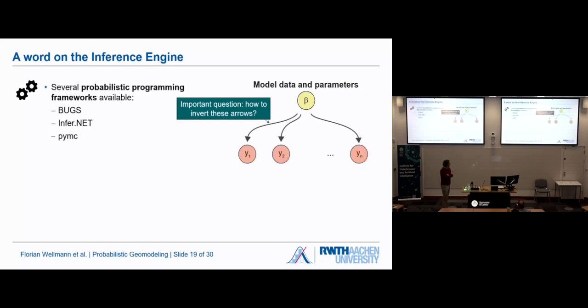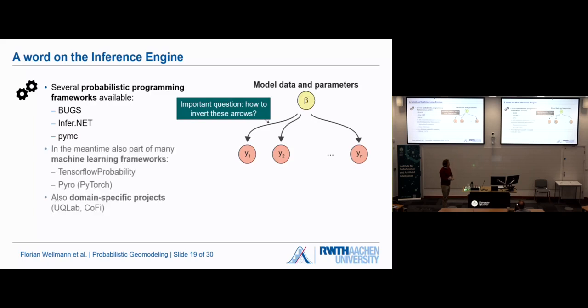And there are many approaches around. Luckily, we have now a lot of golems in probabilistic programming frameworks. Famous ones, BUGS, Infer.NET, PyMC, for example, but there are also now many implemented in machine learning frameworks, TensorFlow and PyTorch especially. This is the one we're using in GemPy now in the meantime. We used to use Theano.